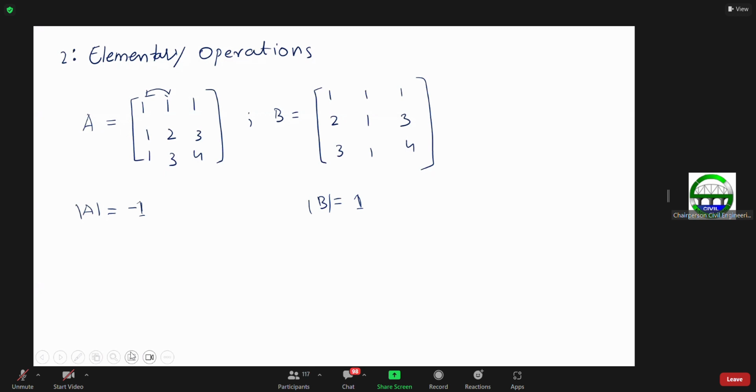Okay, so the rule is that if you change two rows, after changing the two rows your determinant will become negative. For example, for A it was minus 1, for B it was 1. So if you change any two columns, we can say that determinant of A is equal to minus determinant of B. You can change the rows as well.